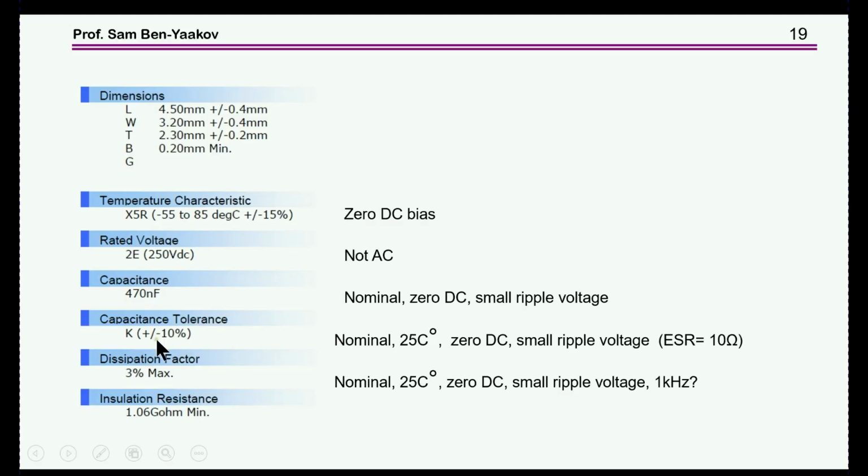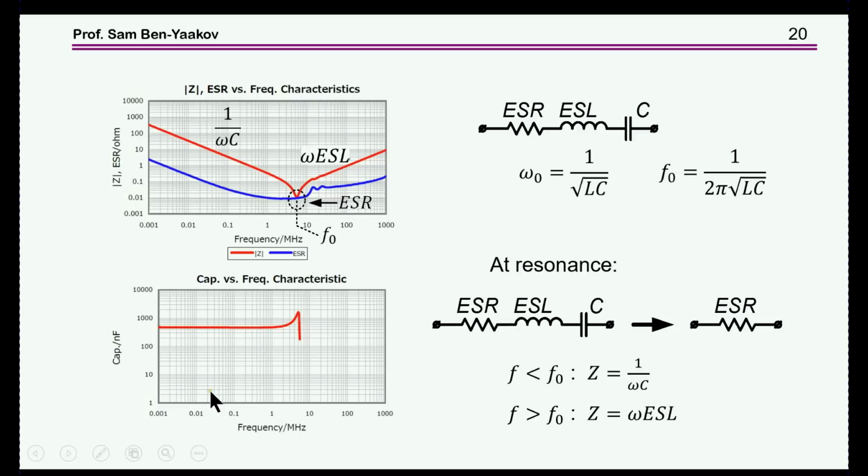size, tolerance for the capacitance, dissipation factor, you see this is 3%. And well, this is insulation, this is the leakage, which is usually very good, so there's no problem there. Now, the more advanced model of a capacitor will include the ESL, which is the equivalent series inductor.